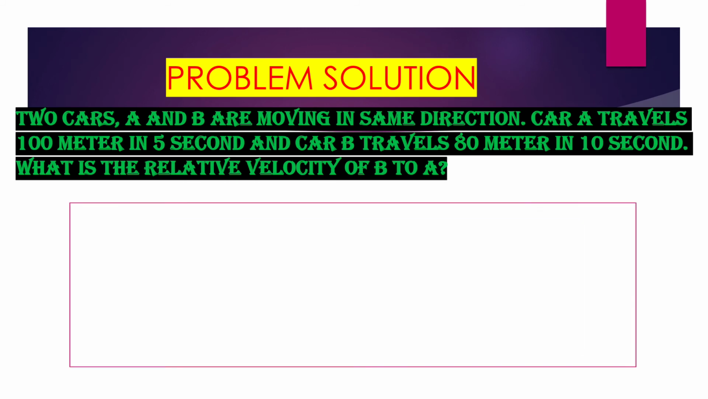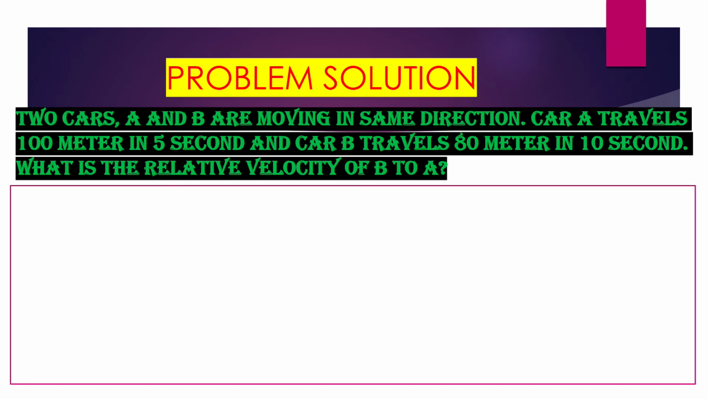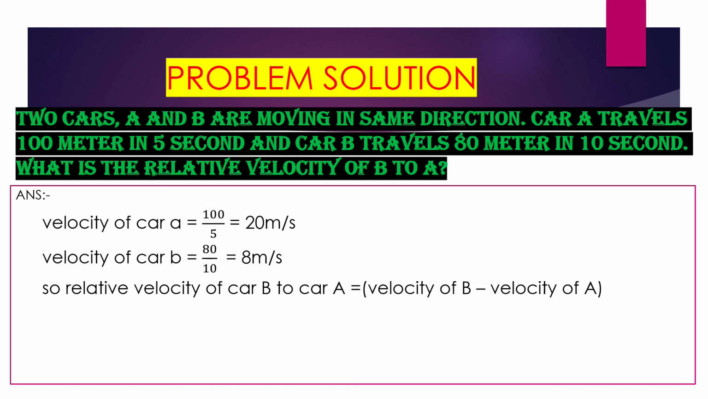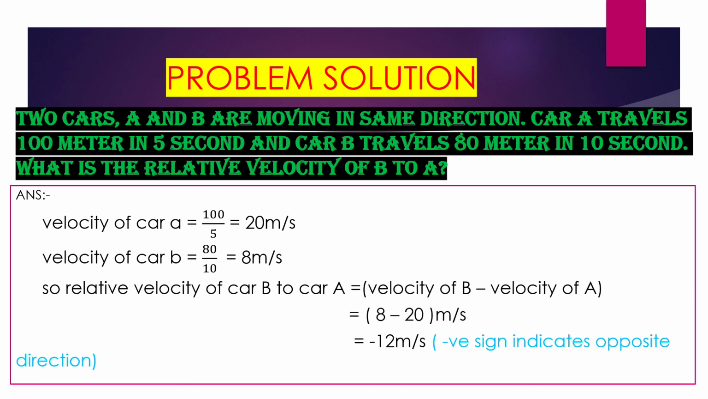To solve these types of problems, we at first have to calculate the velocity of both cars. So the velocity of car A is equals to 100 by 5 is equal to 20 meters per second and the velocity of car B is equal to 80 by 10 is equal to 8 meters per second. So the relative velocity of B to A is equals to the velocity of B minus the velocity of A is equal to 8 minus 20 meters per second, which is minus 12 meters per second. Here the negative sign indicates the opposite direction.